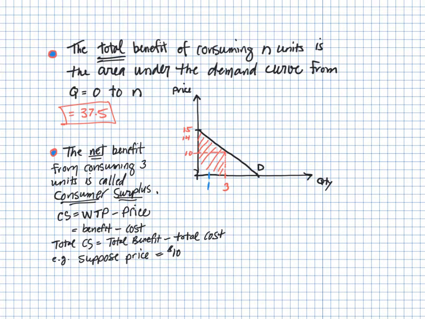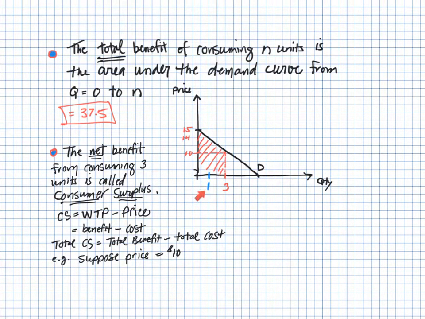So for instance, let's suppose that the price is $10. If we're looking at just the third unit, we would go up to the demand curve and we would see that the price is $10. And the consumer benefit, the height of the demand curve, is at $10 as well. So the third unit will yield exactly 0 surplus, 0 net benefit. We value it at $10, we pay $10, so there's nothing left over.